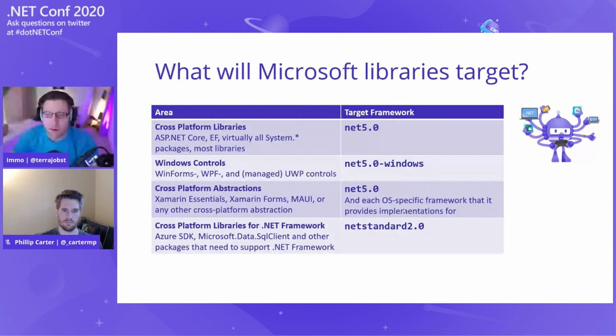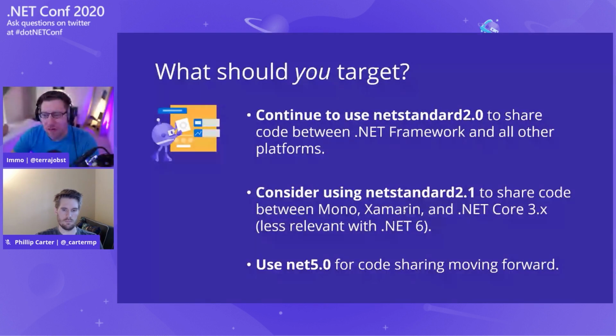So there would be one for .NET 5-Windows to talk to the Windows GPS sensors, for example, and a .NET 6-iOS, not .NET 5 of course, they would call the iOS APIs. Right? So that's how the rough targeting looks like. And I have a blog post that goes into a lot more detail on this that you can find. So the question then is, what should you do?